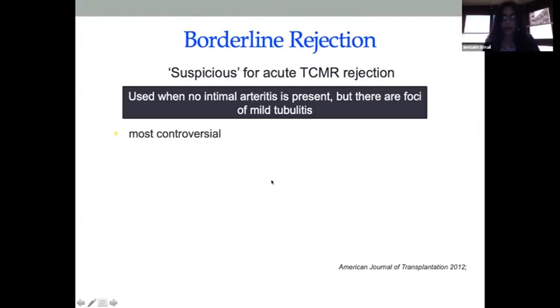What about borderline rejection? Now, borderline rejection has been introduced since the very early Banff classification and always remains as the most controversial category in relation to interpretation of transplant biopsies, and also for nephrologists, who ask the question of, so you tell me this patient is borderline rejection, what am I going to do with this? Now, the term borderline rejection means suspicious for acute T-cell mediated rejection.